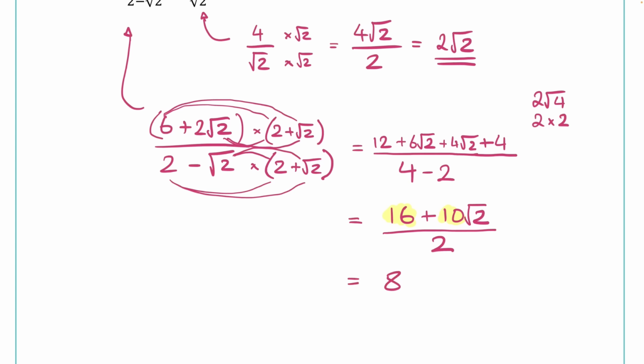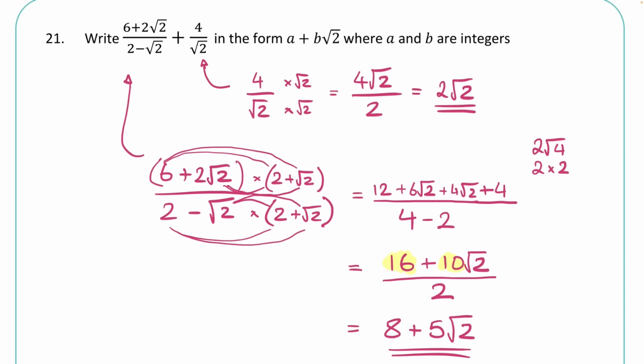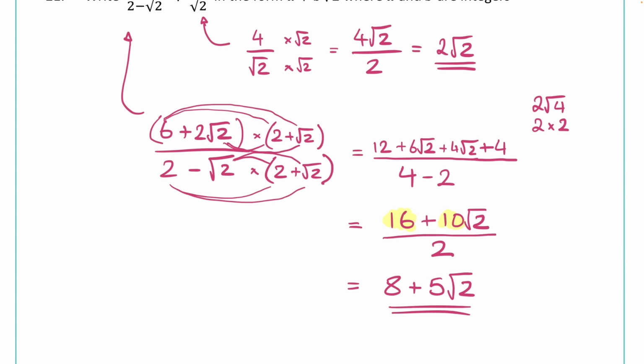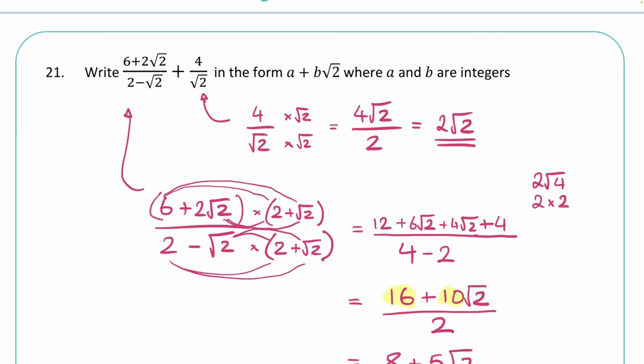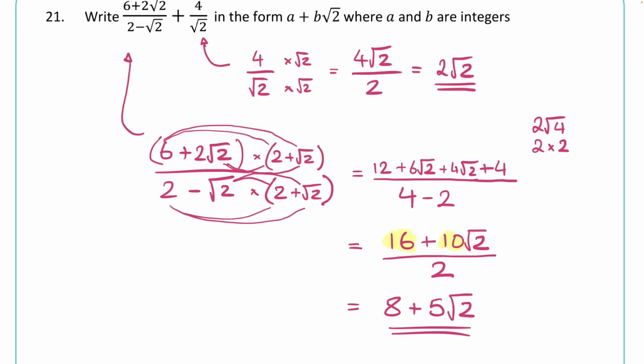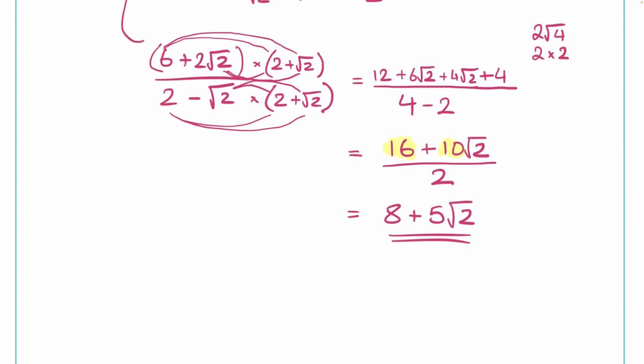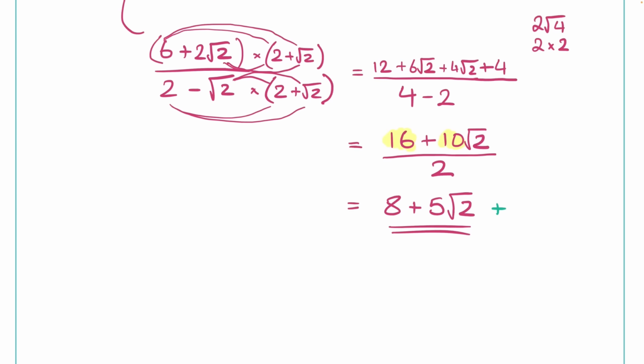That's going to give us 8 plus 5 root 2, and that is our first fraction now rationalised and not even written as a fraction anymore because of the fact that it's simplified, which is perfect because our final answer doesn't want it in fractional form. So we have 8 plus 5 root 2. The previous one was 2 plus root 2, so we're going to add that. So 2 root 2, there we go, and once we add all of those together we get 8 plus 7 root 2, and there we go, there is our final answer.